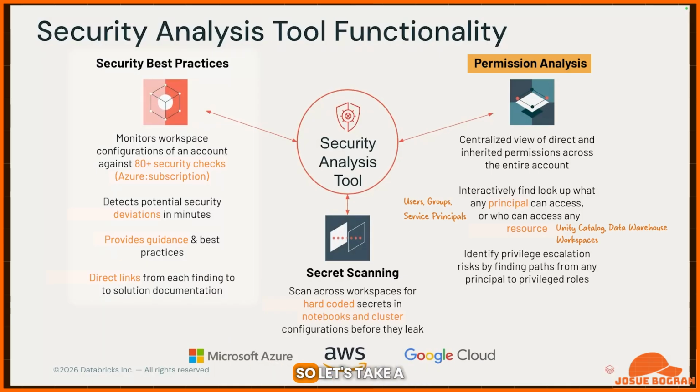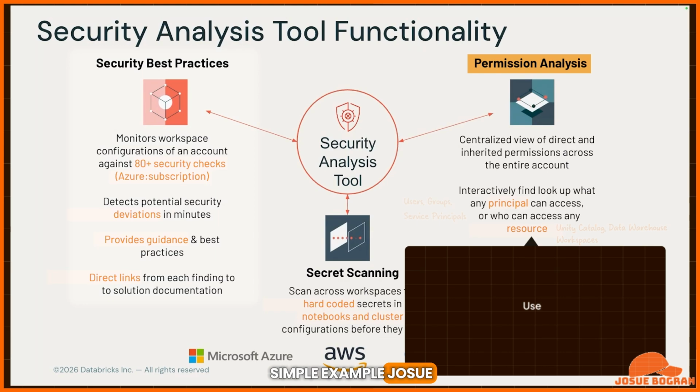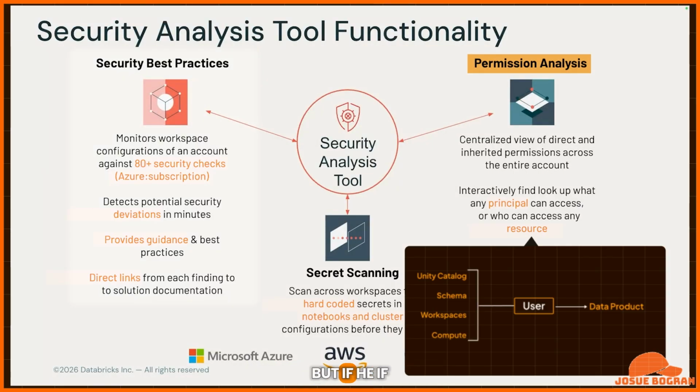So let's take a simple example. Josue is responsible for building a data product. So he should not be an account admin in the Databricks workspace. His job is to have access to a Unity catalog and a specific schema. So we want to make sure he has access to only those two things, and then access to a workspace, and then a compute that he needs, maybe a warehouse, right? But if you overprivilege them, because sometimes people may see that as easy, let's make him an admin, then he has access to everything, right?